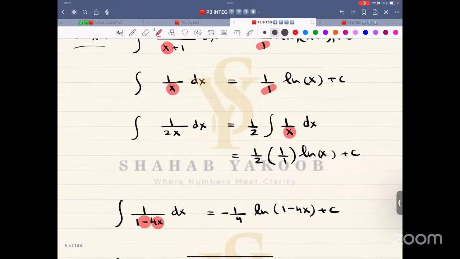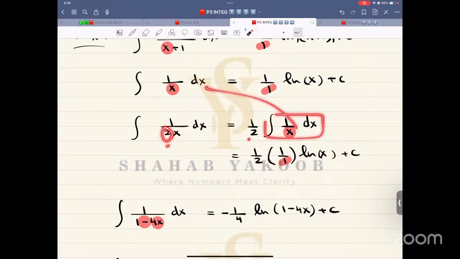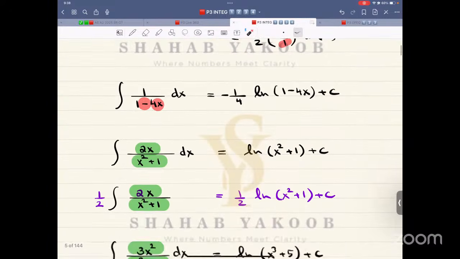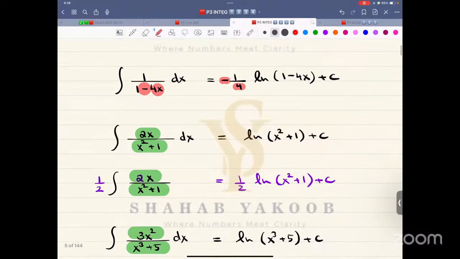1 over 2 is taken on the outside. So again, it's 1 over 1 ln x. So just remove this 2 on the outside. And then this question is exactly the same as this. 1 over 1 minus 4x. So technically, this is minus 1 over negative 4 ln 1 minus 4x.